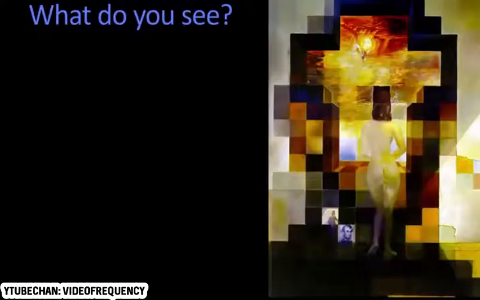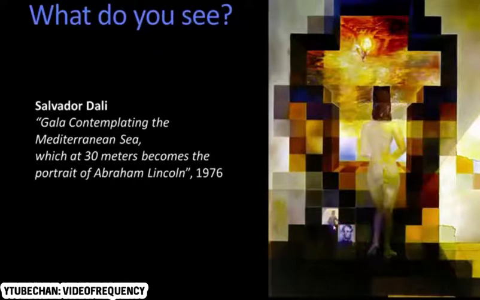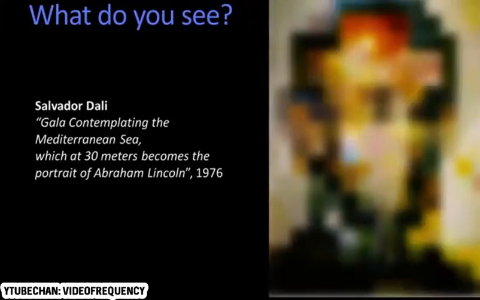Here's a very famous picture, and the question is, what do you see? Most people probably first see the stylistic drawing of a naked woman, and then maybe if you look down here, there's a picture of Abraham Lincoln. But if you take a look at the title, this is a painting by Salvador Dali, and it's Gala contemplating the Mediterranean Sea, which at 30 meters becomes a portrait of Abraham Lincoln. Now, you don't actually have to step back 30 meters. We can just blur the picture. And when I blur the picture, it looks like that. And aha, there's Abraham Lincoln. So the question is, what's going on there?